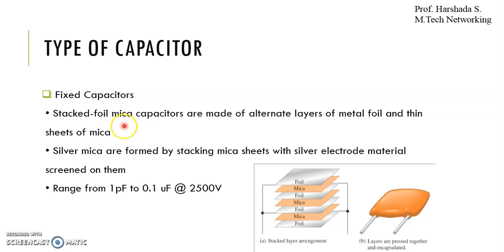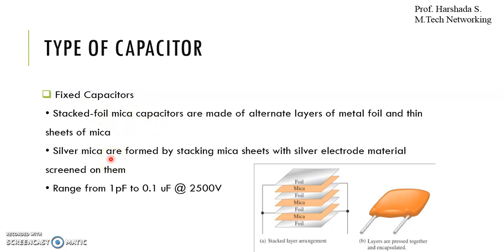In the previous slide I already told you, whatever dielectric material is used, you have to give the name as per that material. So in this capacitor, which material do we use? Mica. So that's why this capacitor's name is mica. It is made up of foil and mica, again foil and mica. So the combination of foil and mica is applied in the mica capacitor.